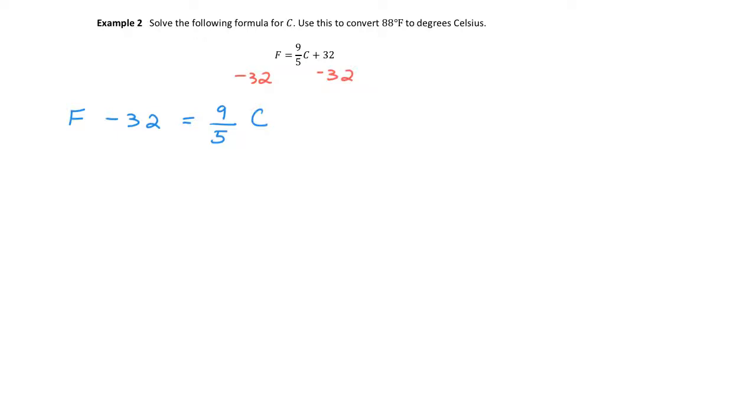You could break this up into two steps where, okay, I want to get rid of the 5, so you could multiply both sides by 5. You would then want to get rid of the 9, so you'd have to divide both sides by 9. This is a nice trick where you can, in one step, get rid of this whole fraction by multiplying by its reciprocal. That is, I'm going to take 5/9, and I'm going to multiply that to both sides of my equation.